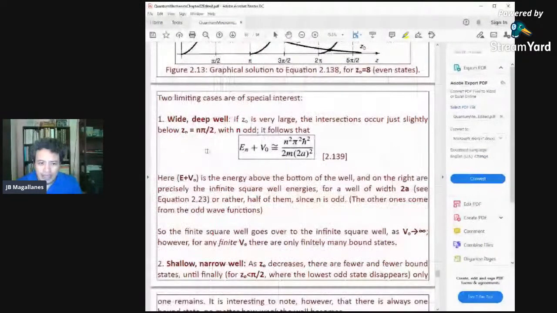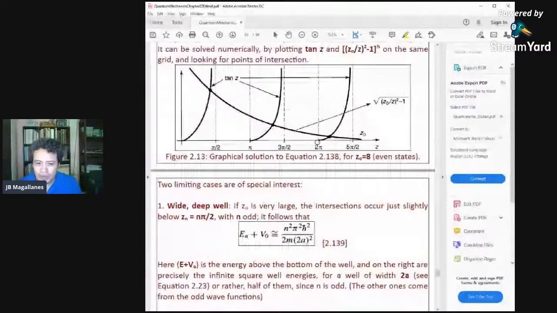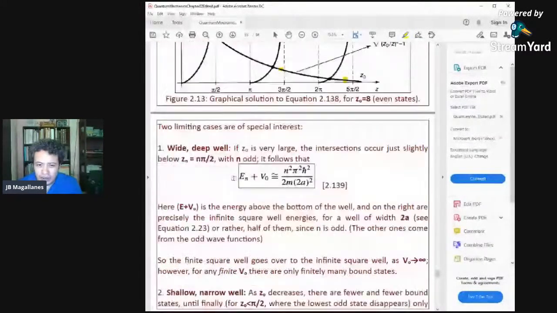So for a wide, deep well, in this case, your Z sub 0 is very large. The intersections occur just slightly below Zn equals n pi over 2. So the intersections here will occur slightly below Zn equals n pi over 2, which is this one. The intersection will occur here at this point. And the energy would be of this expression.